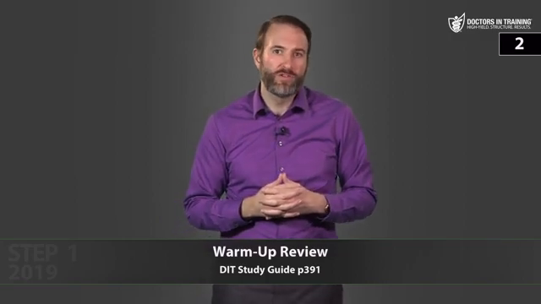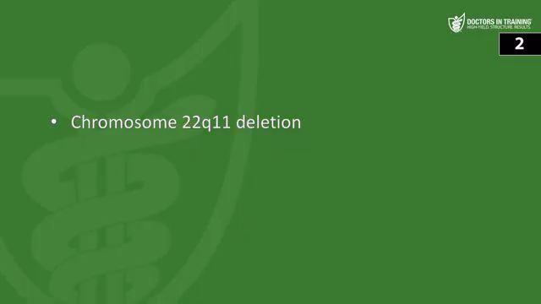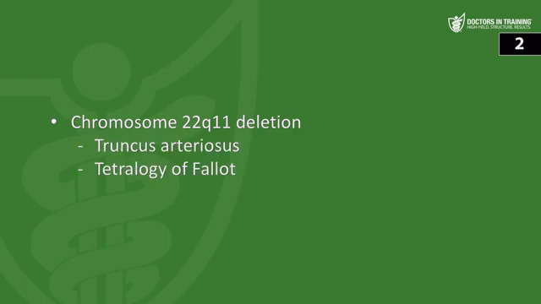Next, which heart defect is associated with each of the following disorders? So first we have chromosome 22q11 deletion. So this is associated with truncus arteriosus and tetralogy of Fallot. Keep in mind that the question is asking for heart defects, but definitely also know that that 22q11 deletion is well known to be associated with DiGeorge syndrome.